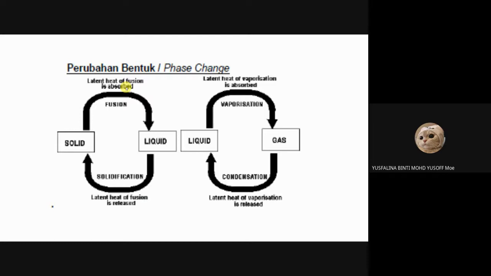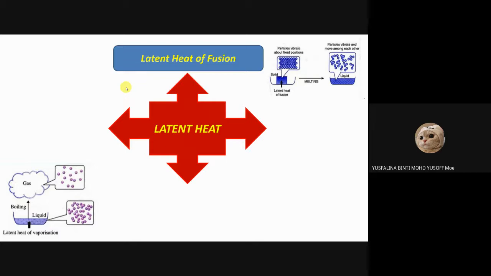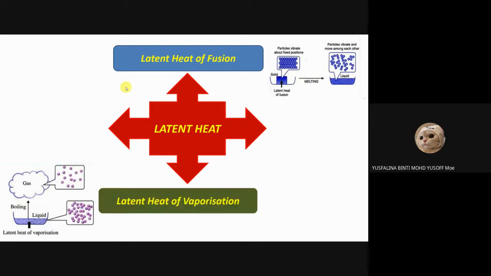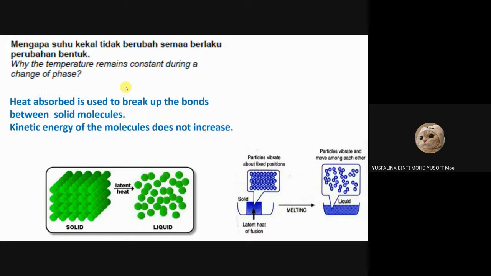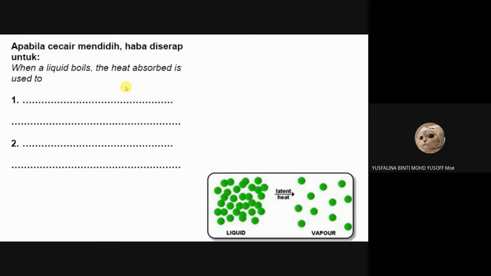For this one I already discussed: latent heat of fusion, latent heat of vaporization. So why does the temperature remain constant during a change of phase? For solid to liquid, we already know why, because the energy is used to break up the bond between the molecules, so the kinetic energy of the molecules does not increase.